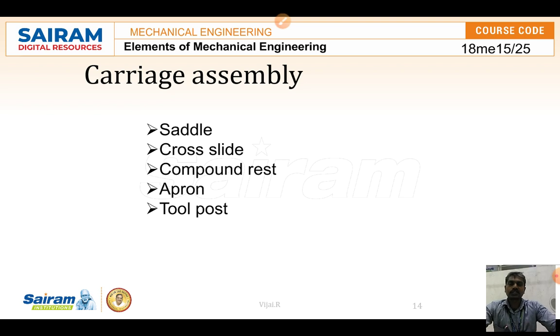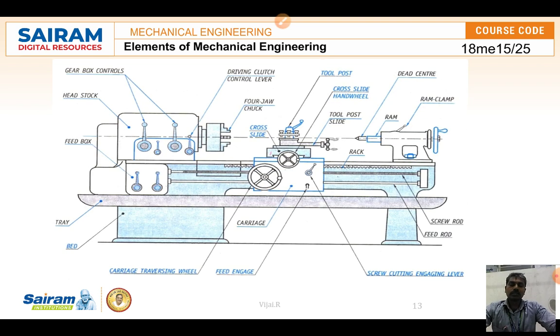And then the carriage assembly is the one which carries the following parts: the saddle, the cross slide, the compound rest, the tool post and the apron. So you can see this is the middle portion where the carriage is. The carriage consists of, as I said, the cross slide, tool post, and compound rest, everything.